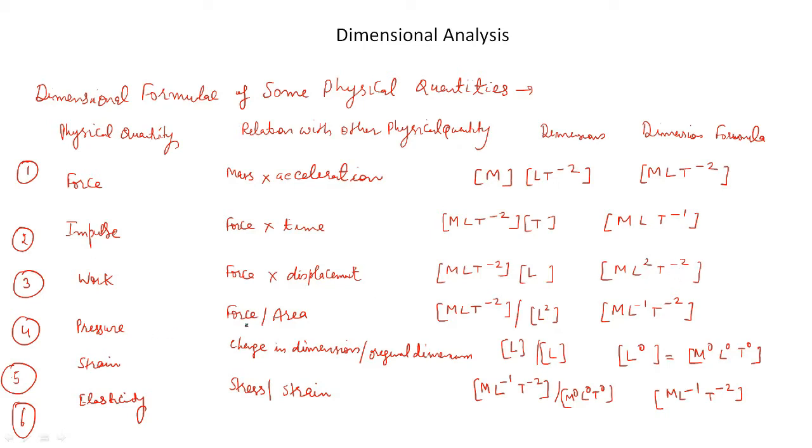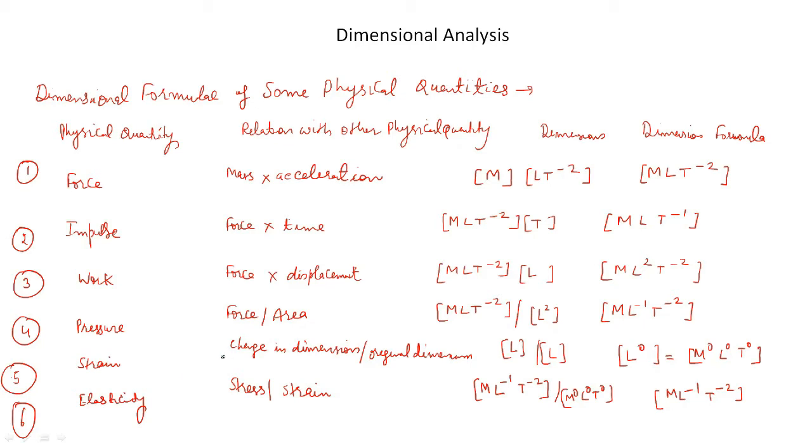Then pressure is defined as force upon area. Force has the dimensional formula MLT to the power minus 2. Area is defined by L square, so it will have the dimensional formula ML to the power minus 1 T to the power minus 2.